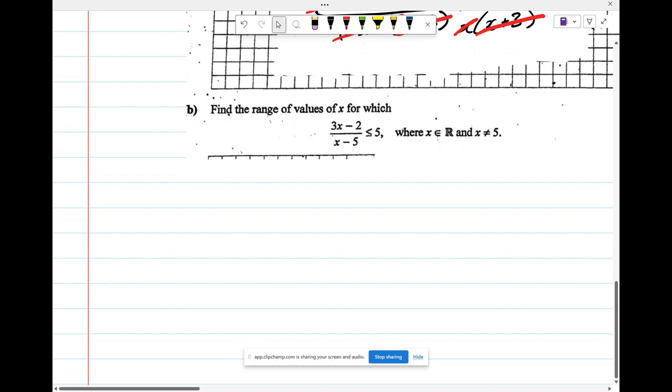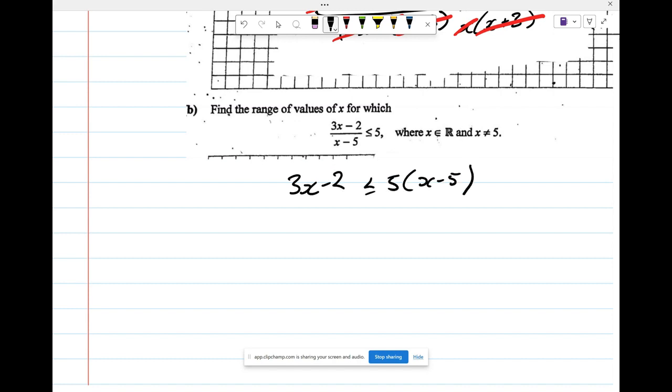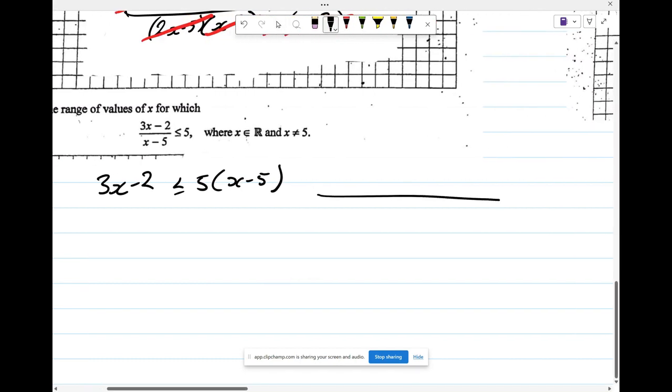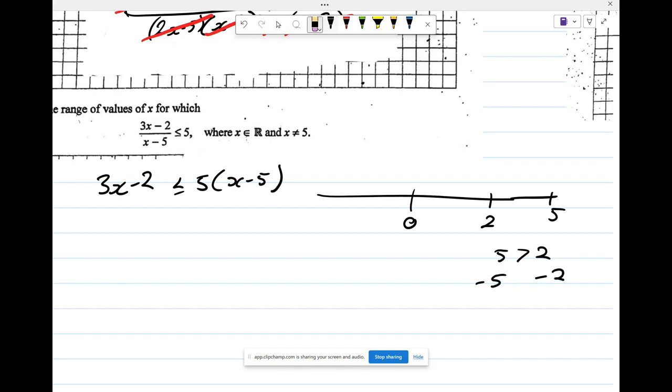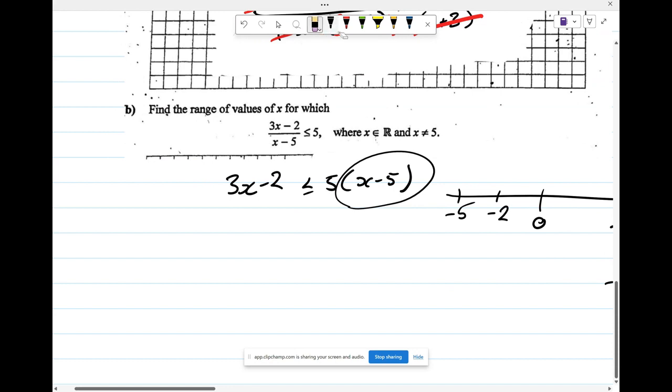It says, find the range of values of x for which 3x minus 2 over x minus 5 is less than or equal to 5. Okay, so first thing that would spring to mind is just to multiply across by the x minus 5 like that. But we know that when we have inequalities like this, we can write 5 is greater than 2, but we can't write 5 is greater than minus 2. So because minus 5 is here, minus 2 is here, we have to swap the sign so that this makes sense. So we don't know whether x minus 5 is positive or negative, so we don't know whether we have to swap this sign. How are we going to get around that?